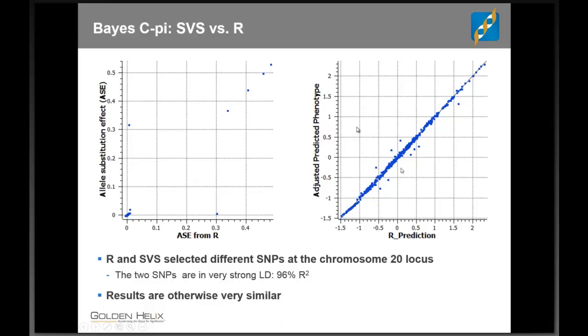Essentially, we're getting near identical predictions between the 2, except a handful of cases that are off the diagonal. And those are all individuals where the genotypes were not identical at the 2 SNPs. So 96% LD is very strong correlation, but there are a few differences. And that just enters a little bit of noise into the prediction, but ultimately very, very similar, and we're happy to see that.